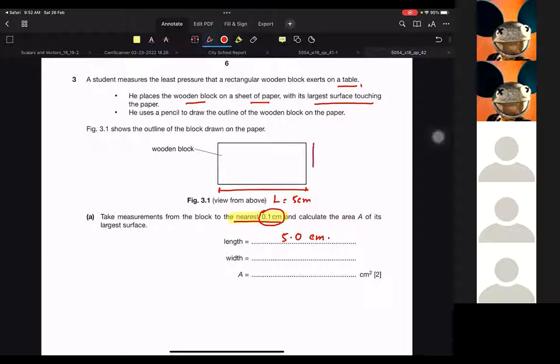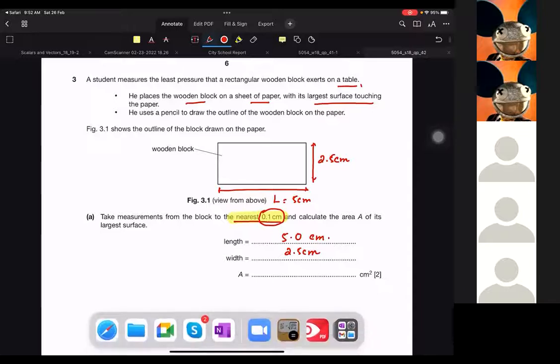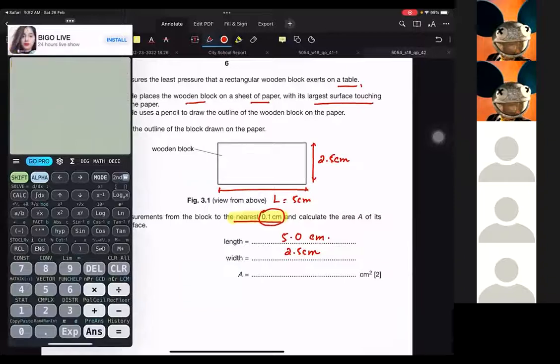Then width, let's take it 2.5 centimeter. So I'm just going to write 2.5 centimeter. Then you just got to find the area. And the rule that I've already told you is the same: there are two significant figures in this, there are two significant figures in this. So the answer should be in either 2 or 3 significant figures. So I would do 5.0 times 2.5. It is 12.5. So I would write 12.5 centimeters square. Fine.